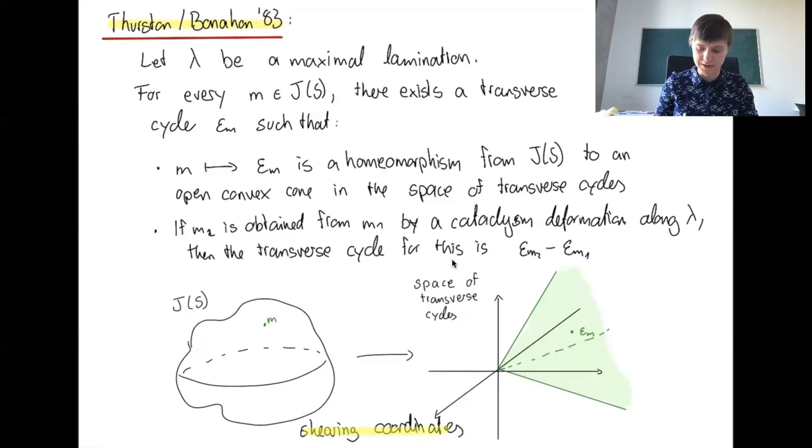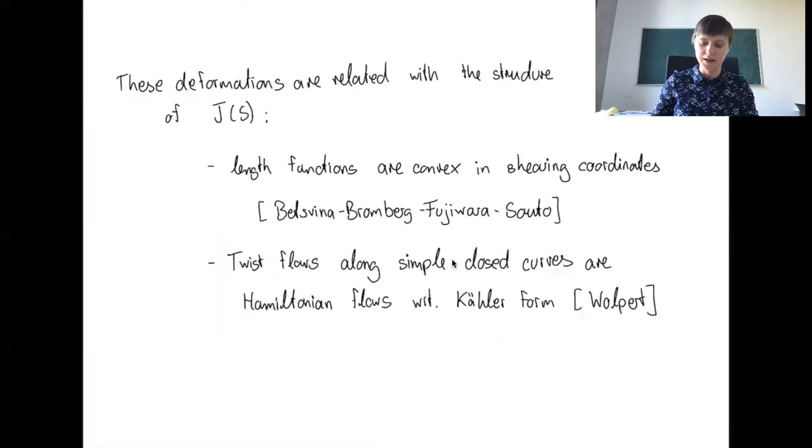So why do we like these shearing coordinates? They are related with the structure of Teichmüller space. For example, I mentioned the length functions earlier, and length functions are convex in shearing coordinates, which is a result of Pozzetti, Bromberg, Fujiwara, and Soto. And another example is that twist flows along simple closed curves. So the basic example that I showed you earlier, if I just do this in Teichmüller space, those are Hamiltonian flows with respect to the Kähler form. So these deformations are related to the symplectic structure.